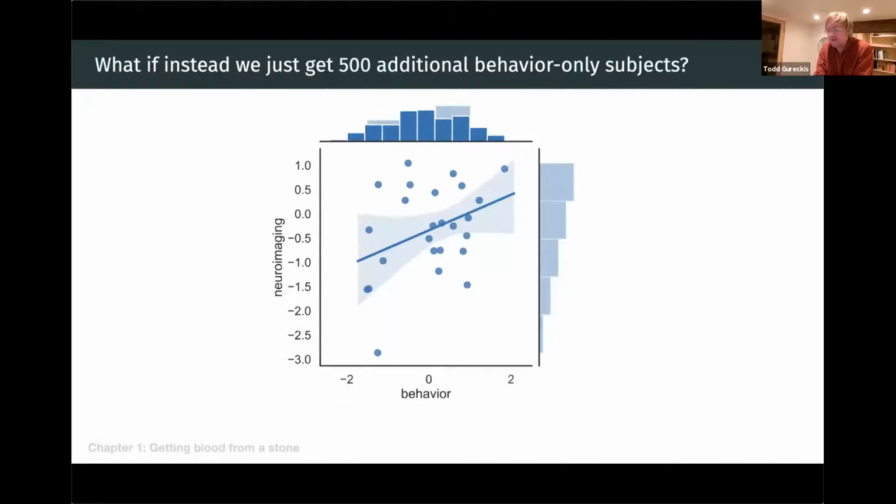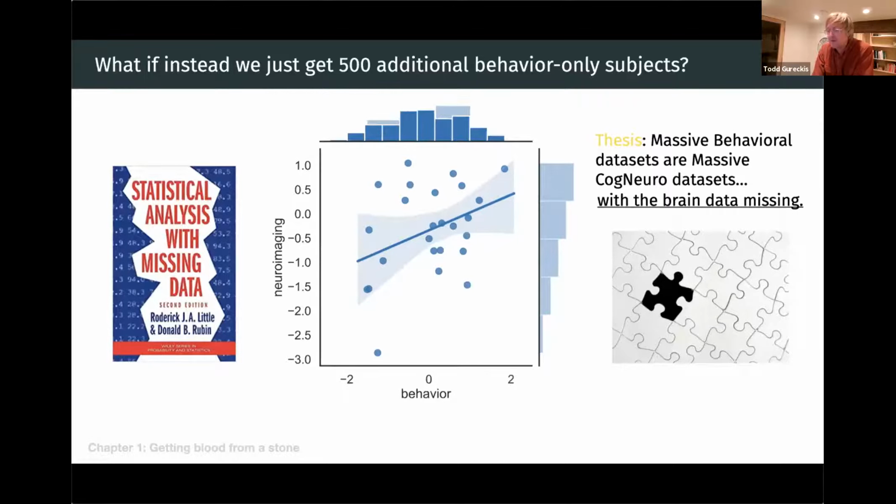And at first, you're probably thinking this is a step into the theater of the absurd, right? This really tells me nothing, because if you didn't measure the brains of like 95% of your subjects, there's nothing that you can really learn about the brain signal and the brain correlation. But before we entirely write this idea off, let's go back to the thesis, which is that behavioral data sets are, in a way, massive cogneural data sets with the brain data missing.